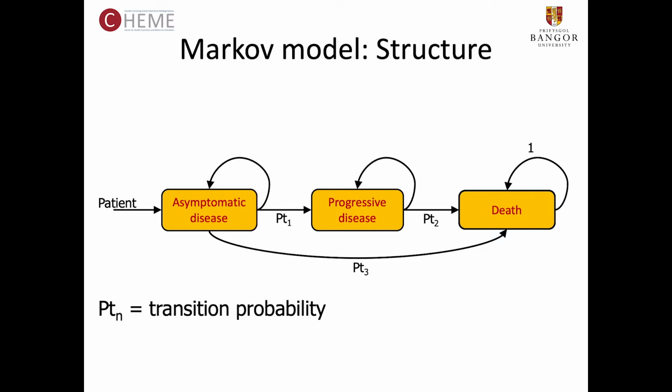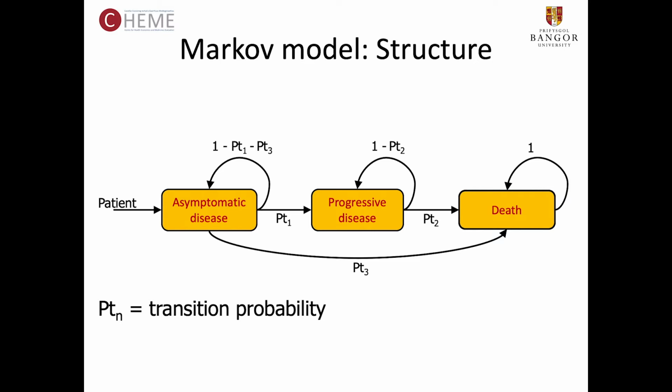So that simple model can be defined by 3 probabilities representing the chance of the disease progressing, chance of death from the asymptomatic disease state, and chance of death from the progressive disease state. The other arrows can be calculated from those 3 probabilities, so they would be derived from the data available in those 3 probabilities. And this is how you would do that.